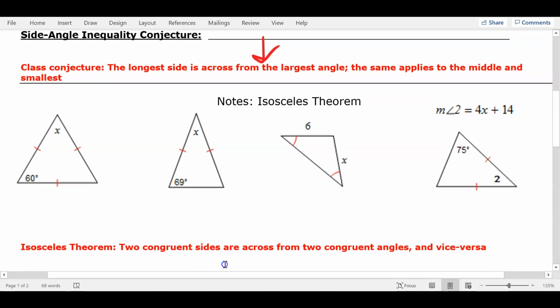While you're writing, go ahead and write at the bottom this one too. The Isosceles Theorem: if you have two congruent sides, they are across from the two congruent angles. And vice versa means it works backwards too. Everyone, make sure you write both red things somewhere. At the very bottom of the page, you can write that one down too. The bottom one goes for the bottom half, which we're going to talk about, so anywhere on the bottom is fine.